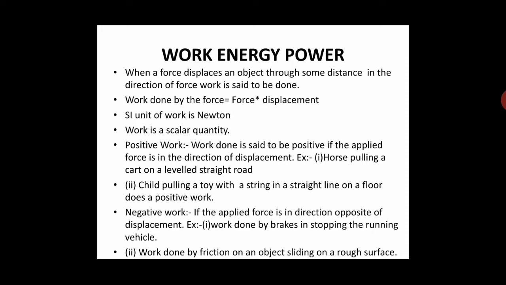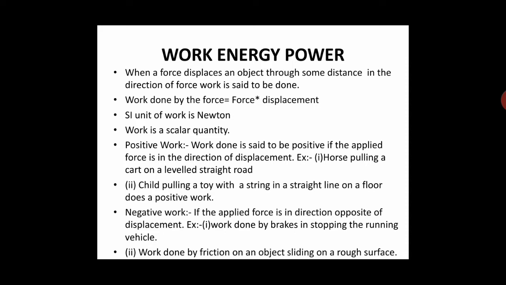Next example, a child pulling a toy with a string in a straight line on a floor does positive work because both the child and the toy are moving in a particular direction with respect to each other. That is why the work is said to be positive. If they are moving opposite to each other, then we will say negative work has been done.